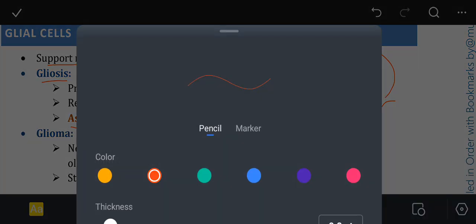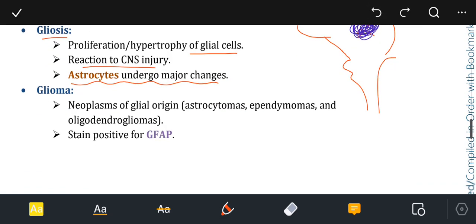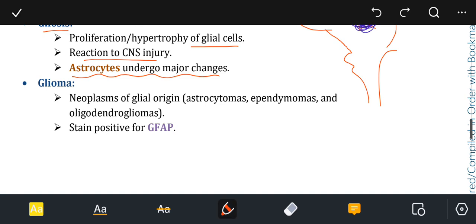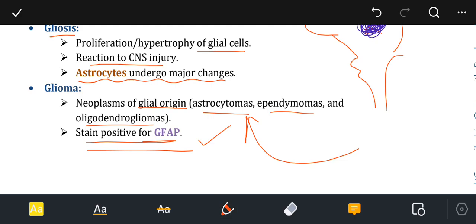The second thing that we need to focus on is glioma. Glioma is a neoplasm of glial origin, for example astrocytoma, ependymoma and oligodendroglioma. They stain positive for GFAP, glial fibrillary acidic protein. So all the gliomas, like glioblastoma multiforme, which is an astrocytoma, stain positive for GFAP. Although GFAP is a tumor marker for astrocytomas, in general GFAP is present in all the glial cells, all the gliomas.